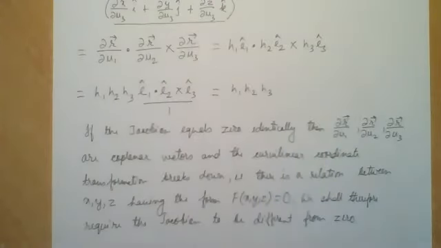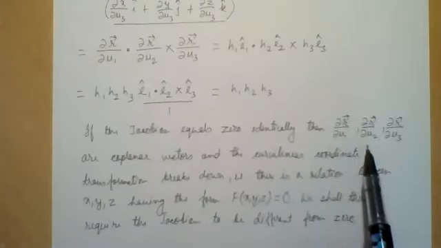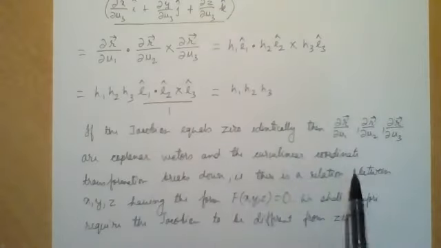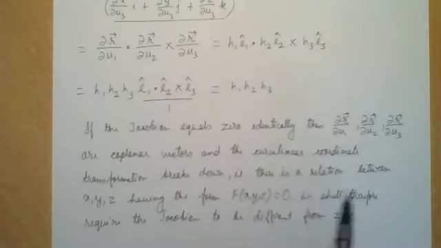Okay. So what are coplanar vectors? Coplanar vectors are vectors which lie on the same plane. If del r by del u1, del r by del u2, del r by del u3 are coplanar, meaning they lie on the same plane, then the curvilinear coordinate transformation breaks down, and there is a relation between x, y, and z of this form, and we shall therefore require the Jacobian to be different from 0.